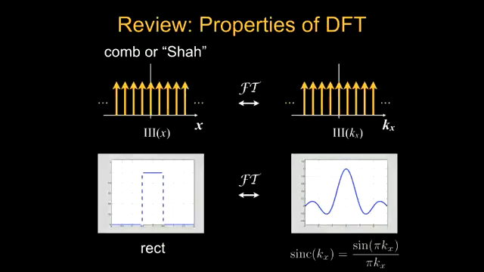Another thing is called the comb function. The comb function is a series of delta functions. If you apply the Fourier transform, it's still a comb function. So a series of delta functions, when you apply the Fourier transform, is still a comb function. We covered it last time. Rect is sinc, and sinc is rect. They are always exchangeable.